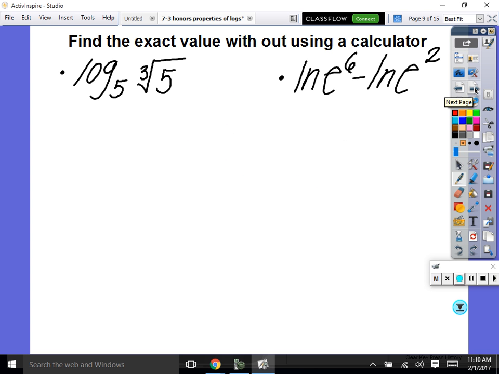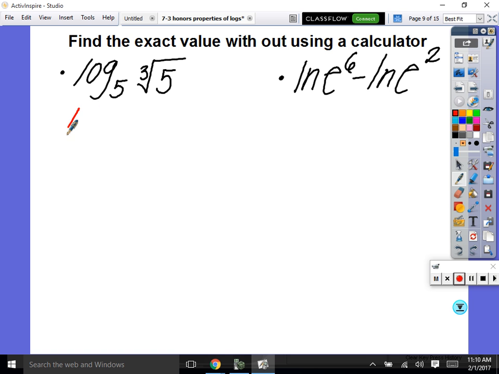Okay, so it says find the exact value without using a calculator. So this is where it's also beneficial to use properties of logs. Looking at this one, we have log to the base 5 of the cube root of 5. So let's rewrite this in a better way so that we can maybe simplify. Because don't we know that log and base 5 cancel out? Right? So let's rewrite this.